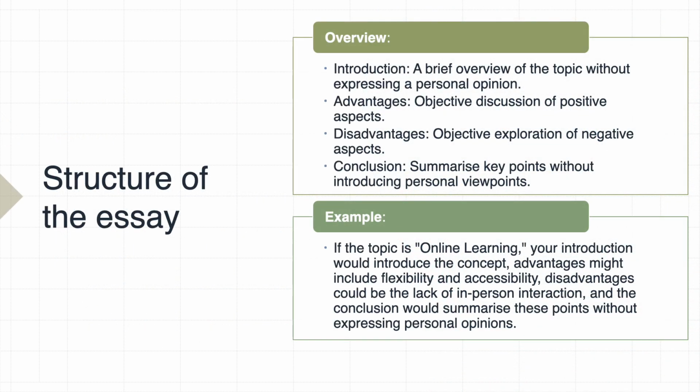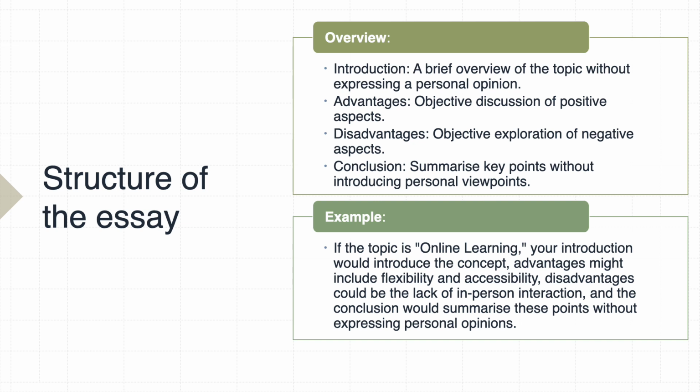Now you've got a clear understanding of what an advantage-disadvantage essay is, let's delve into its structure. This type of essay consists of 4 essential parts that you need to master. The first part is the introduction. It's where you set the stage for your essay. In this section, you'll provide a paraphrase of the given topic and a clear thesis statement that outlines what your essay will discuss.